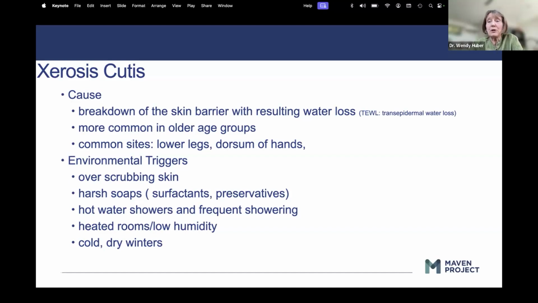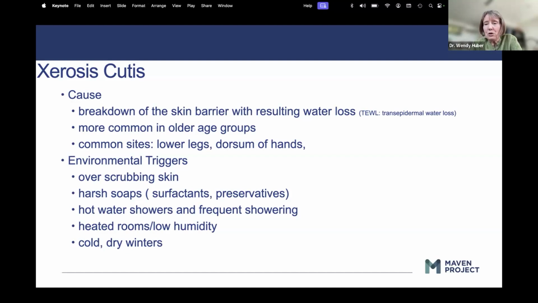A lot of people will get cracking over the tops of their hands, and that's just due to their skin drying out and they're getting micro fissures. Typically, there are environmental triggers for this patient. So for our first patient who was swimming a lot, she was taking frequent hot showers. She was probably trying to really soap her skin and make sure she got the chlorinated water off. The other patient, it was winter time, so heated rooms is a big problem.